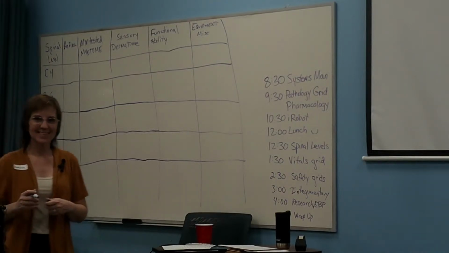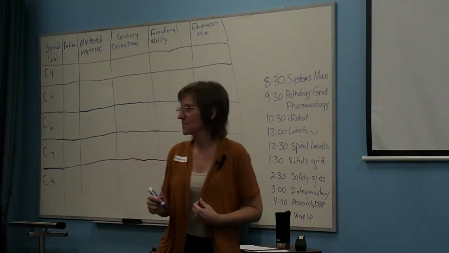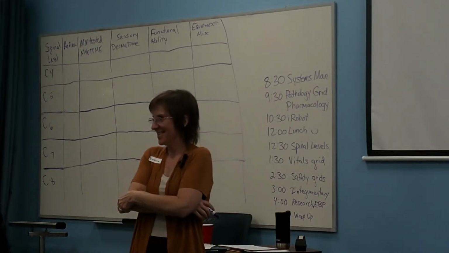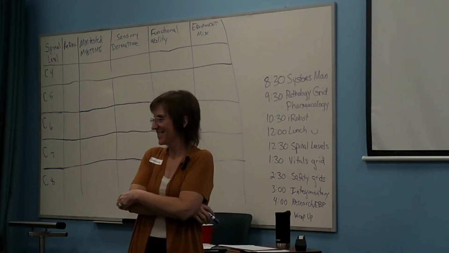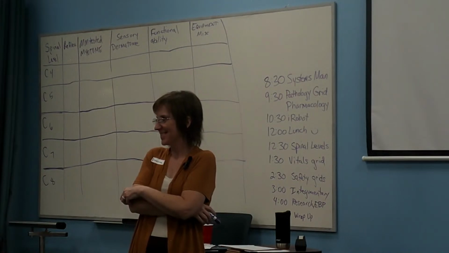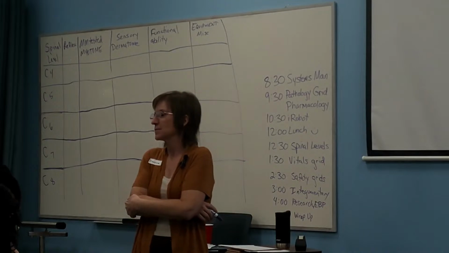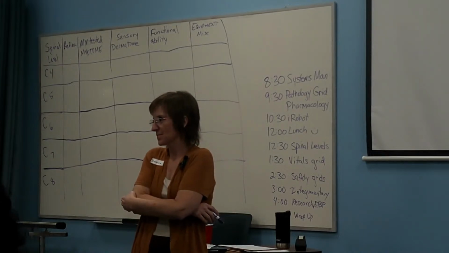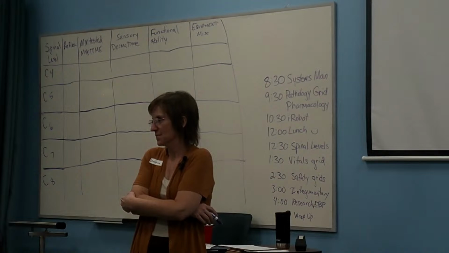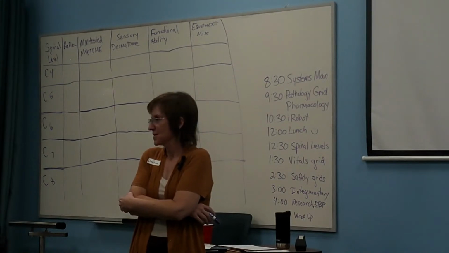What do they have at C7? Extension. Triceps extension. Yes. So now they don't have to do what? They're sitting. It's easier for them to do pressure relief. They still have to do it though. Transfers are easier. How about just plain old sitting? Is sitting going to be easier? Yeah, they can do that.